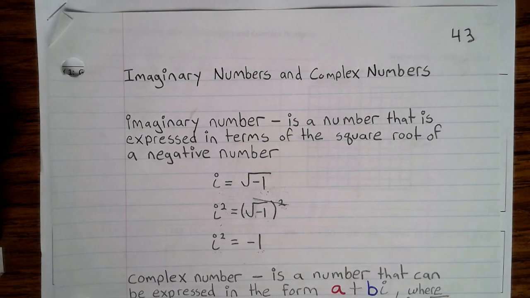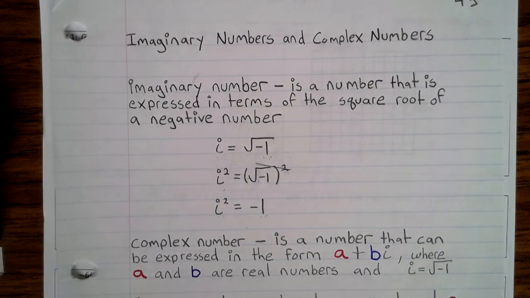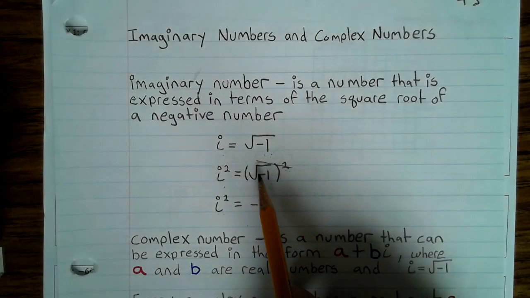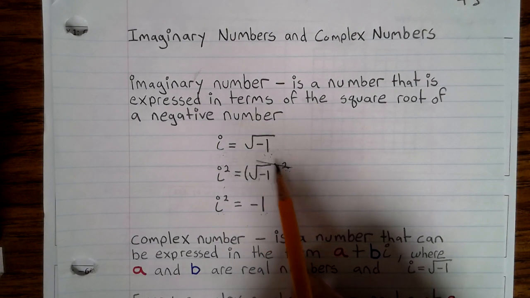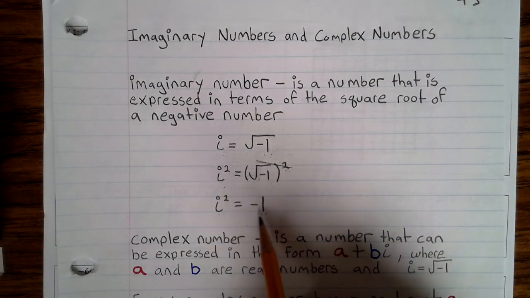An imaginary number is a number that is expressed in terms of the square root of a negative number. So i is the square root of negative 1. Now i squared, you square the square root, which we know becomes the power of 1, so i squared is equal to negative 1.